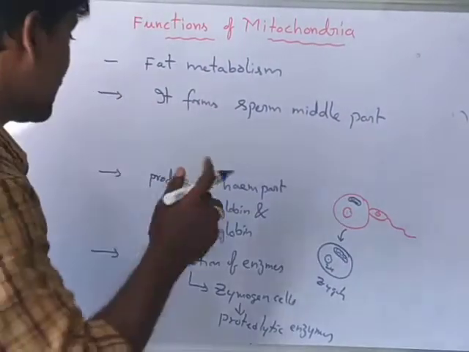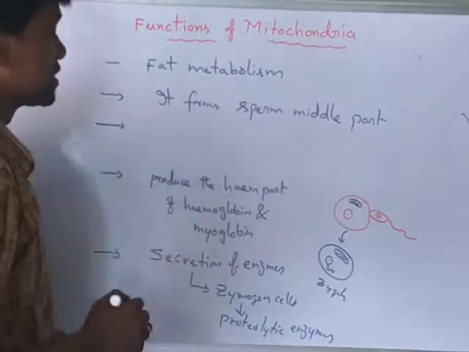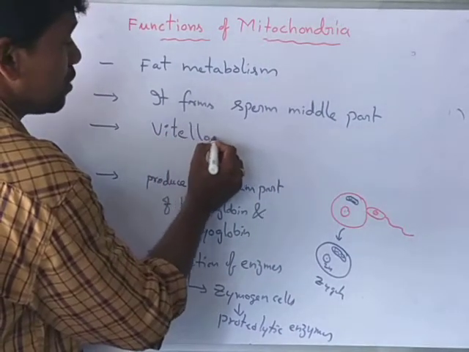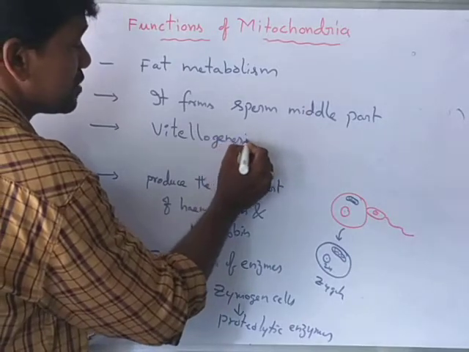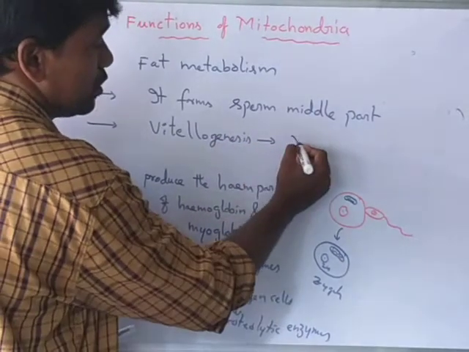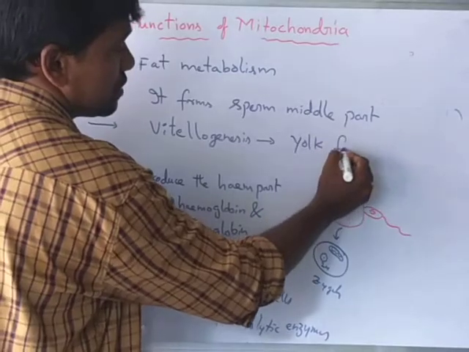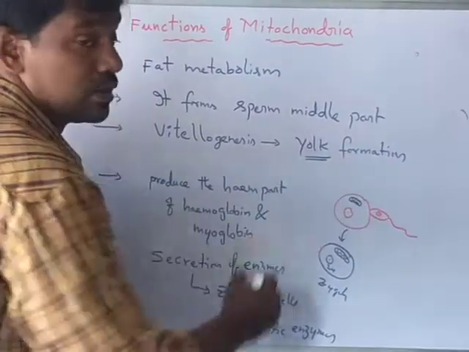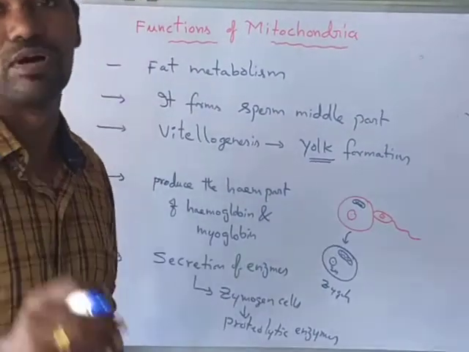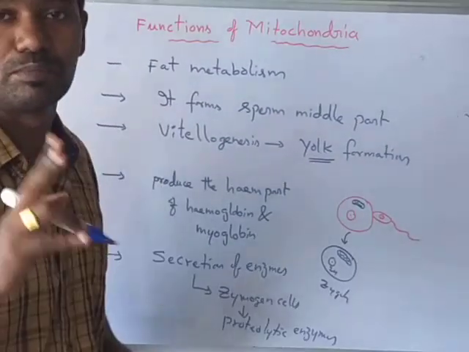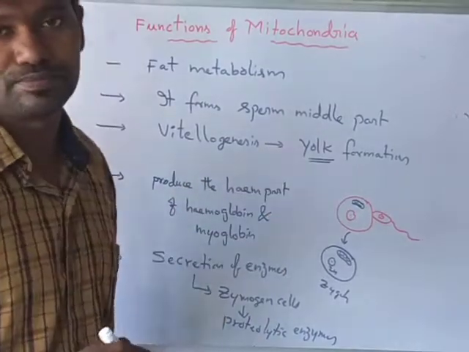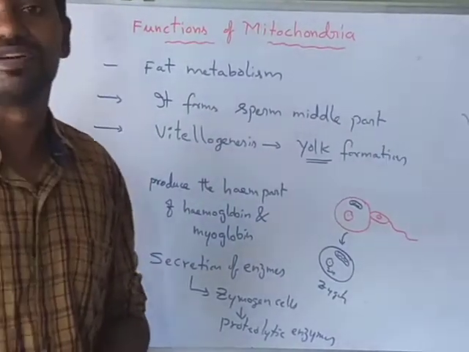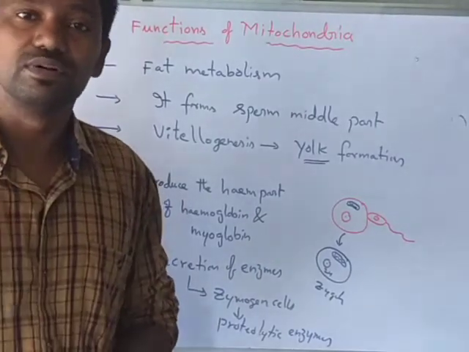Another important function is that it helps in vitellogenesis, that means yolk formation. Generally, in egg formation, the Golgi apparatus is also involved. So Golgi plus mitochondria both form the yolk. Okay, right. So these are the general functions of the mitochondria.